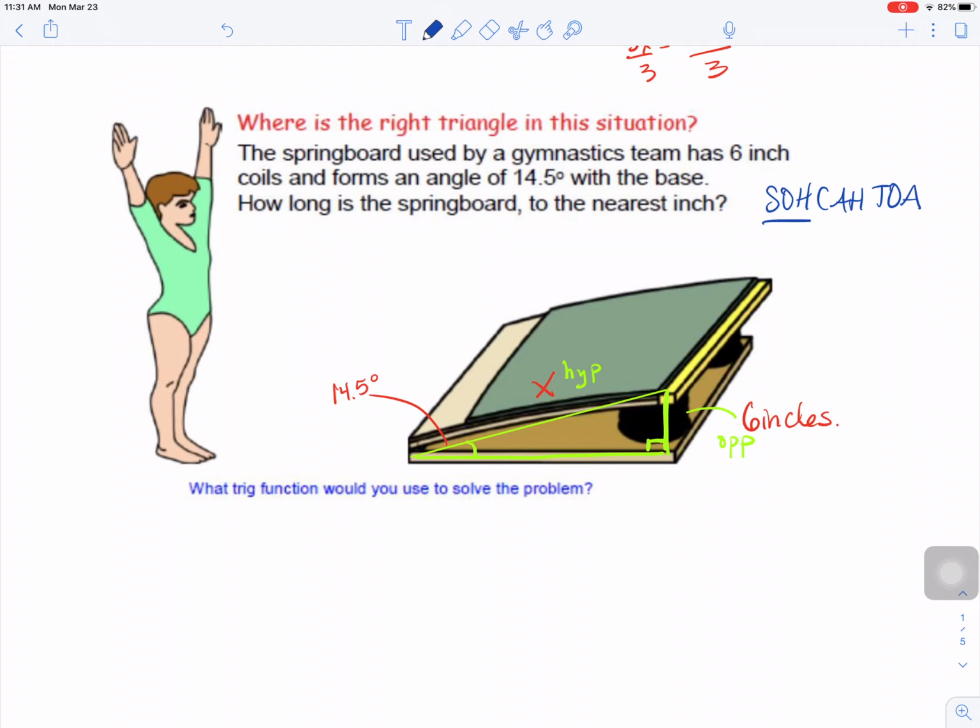So I'm trying to model for you what you have to do. Okay? You have to read the information, mark up your diagram, decide where that right triangle is, then decide what you have and what you need to decide what function to use. So this is a sine question. The sine of 14.5 equals 6/x.